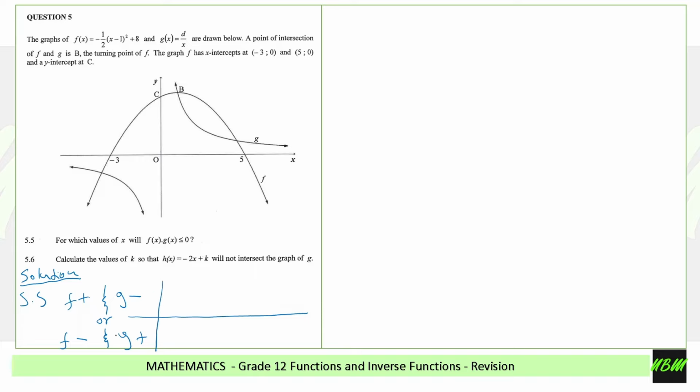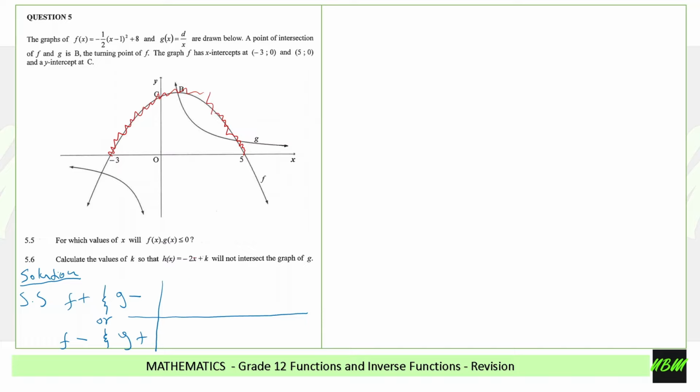Alright, let's start with the first one where f is positive and g is negative. Let's start first with f. We want where f is positive. Where will f be positive? It will be the graph that is above the x-axis, the graph that is on the positive y-axis. So let me use red to indicate the part of the graph of f that is positive.